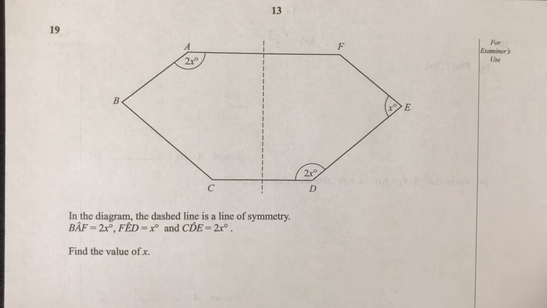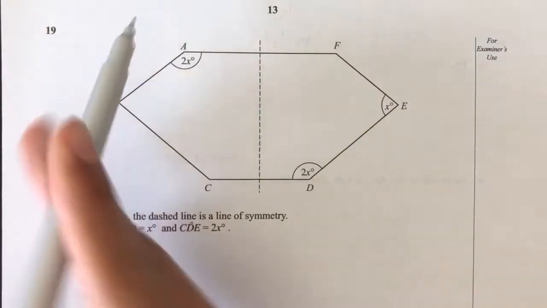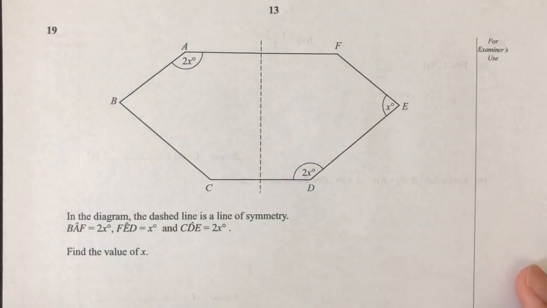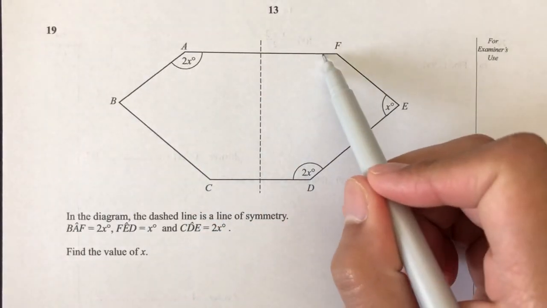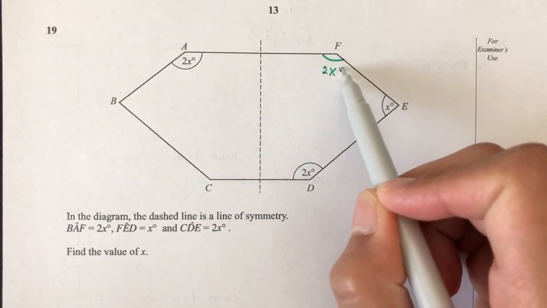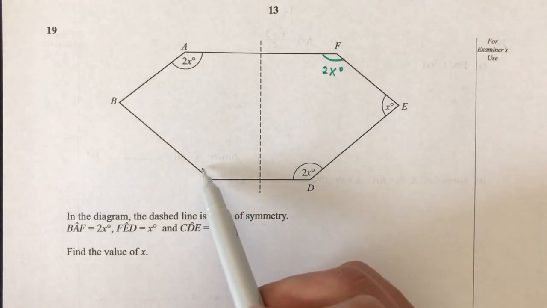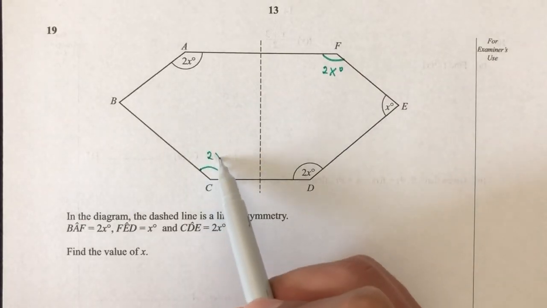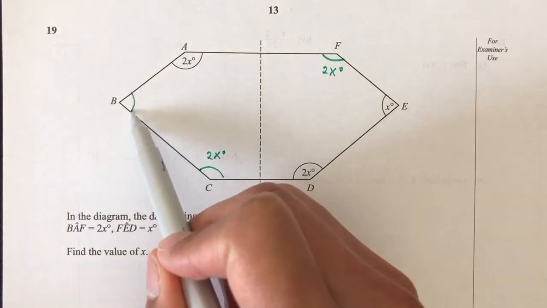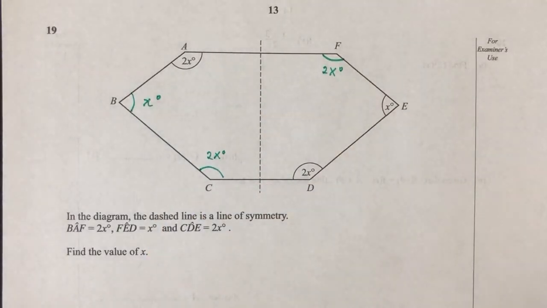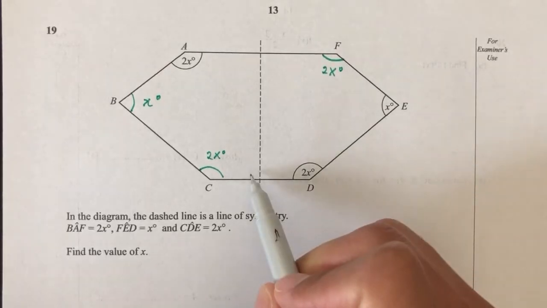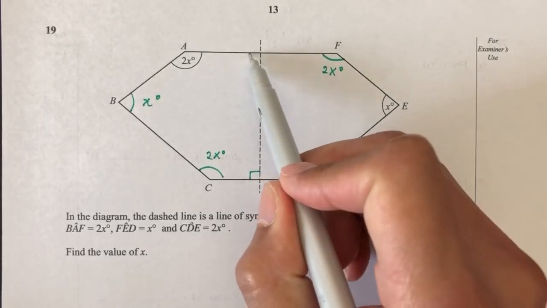Question number 19. In the diagram, the dashed line is a line of symmetry, which means that this side is equal to this side. Find the value of x. So we have these angles here. So this will be the same as well. This is also the same here. This will be x as well. Okay, so how do you find the angle of symmetry? This will be 90.